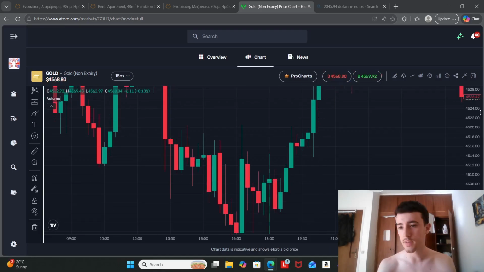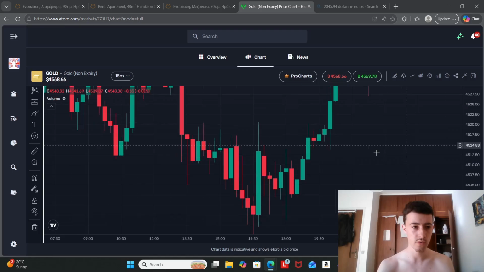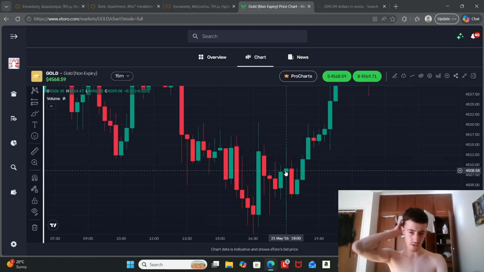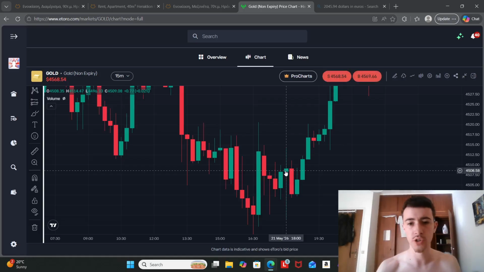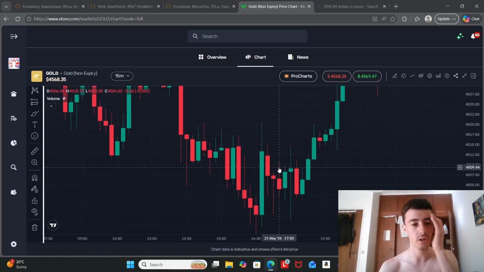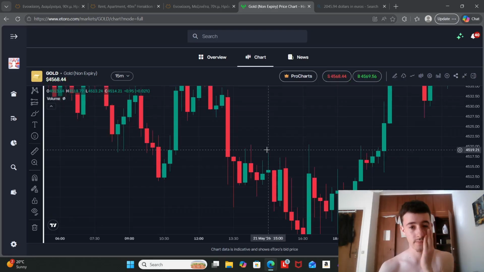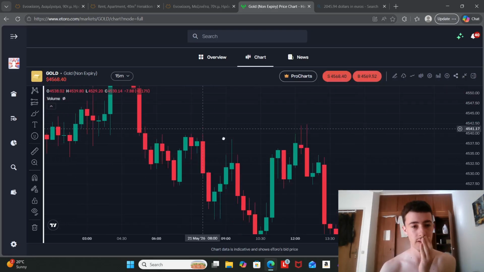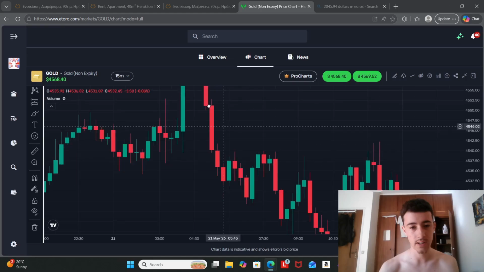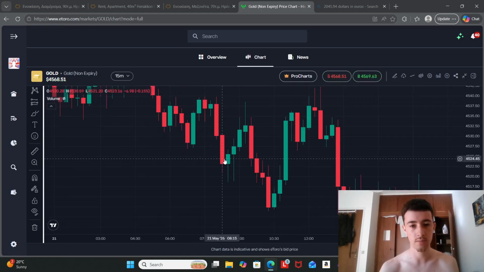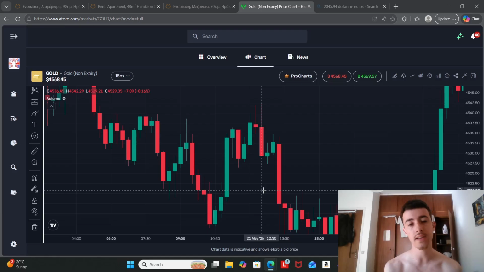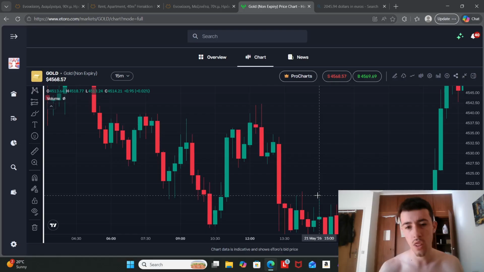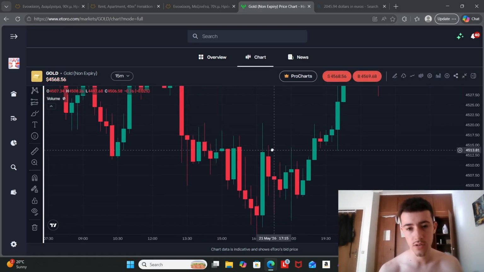So I found this example on gold. I think it was just before the weekend closure. So on breakup structure, as you can see here, we're in a downtrend, making lower lows, lower highs. So up, down, up, down, up, down. And in the downtrend, you want to be paying attention to the highs, to the lower highs.